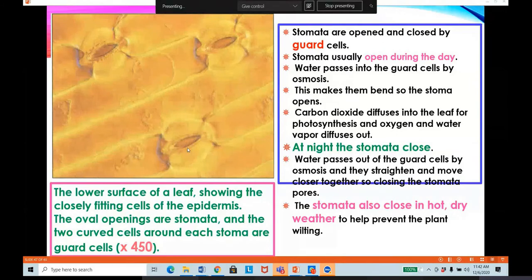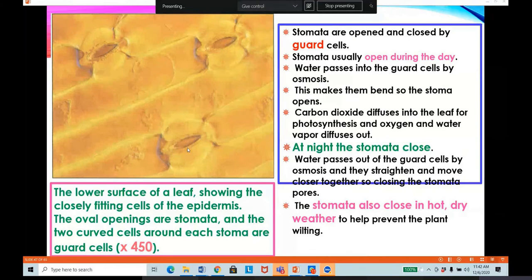Shall I say at night, like the stomata at night? At night, the stomata close because the water passes out of the guard cells by osmosis, and they straighten and move closer together, so they close the stomata's pores. The stomata also close in hot, dry weather to help prevent the plant wilting. Excellent. Yes, thank you so much.